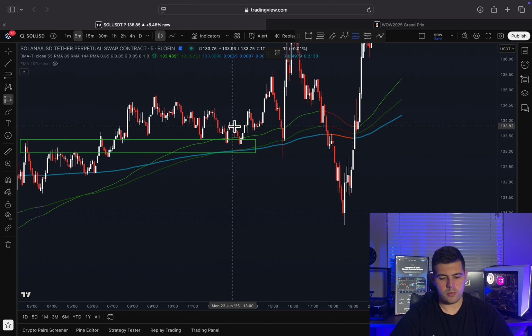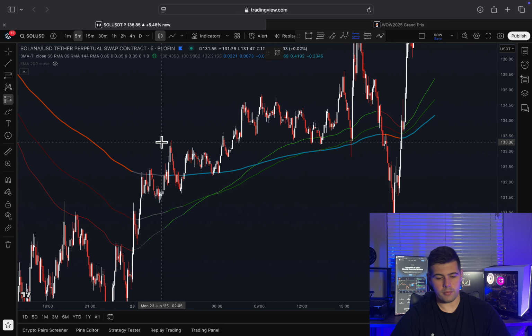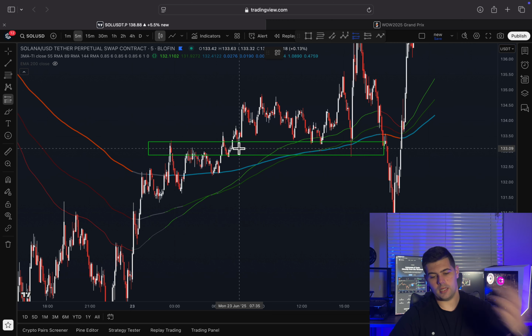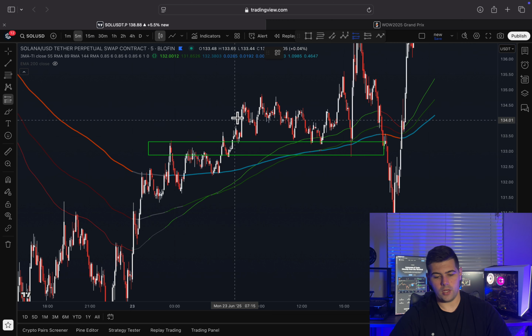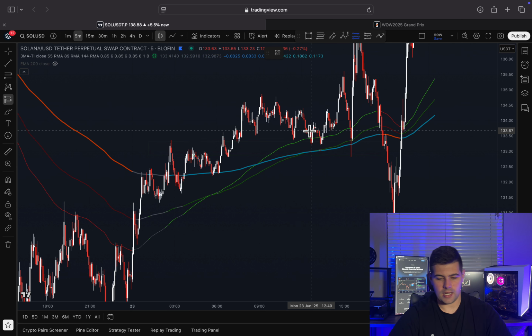So as price was moving down right here to this level of support, if I zoom out a bit, we can see that we had a support level, well, rejection right there, rejection here that we then eventually broke out of, and then we found that support right here and also right here. So I was looking to enter when price retested that again.